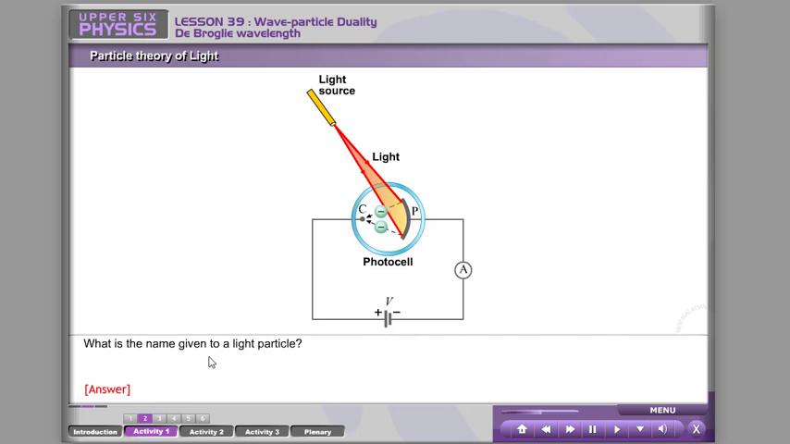What is the name given to a light particle? Answer: photon. What is the expression that defines the energy of a photon? Answer: E equals hf or E equals hc over lambda.